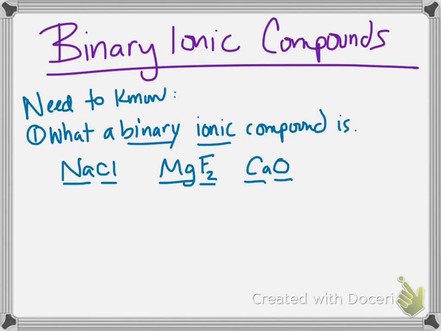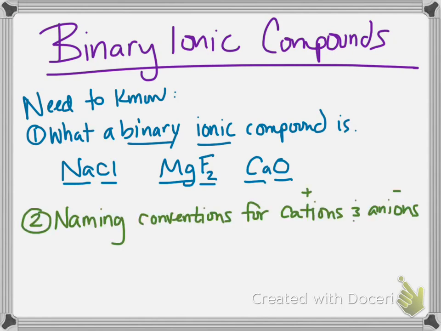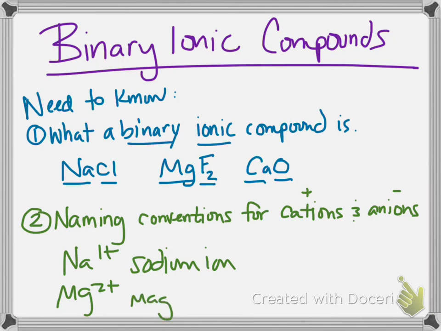Okay, cool. The second thing you're going to need to know is the naming conventions for cations and anions. I'm assuming you already do. So you know that cations are simply named for the element that they are made from. So Na1+ is just called the sodium ion. Magnesium 2+ is just called the magnesium ion. Those are pretty easy, the cations.